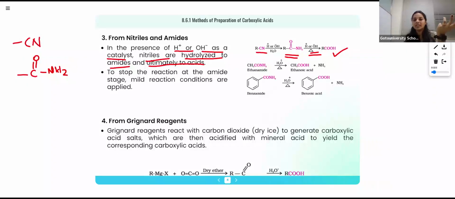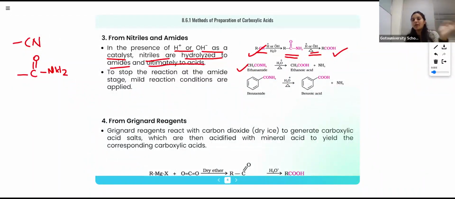The nitrile on reaction with H+ or OH- converts into amide. That amide on heating produces the corresponding acid. Okay? Here the first step is converting nitriles to amide, right? Next, you can use the amide directly. What you have to do is take the amide and heat it in the presence of an acid or base. If you take nitrile, you have to do 2 steps. If you take amide, you can do it in 1 step. Understood the difference, right?